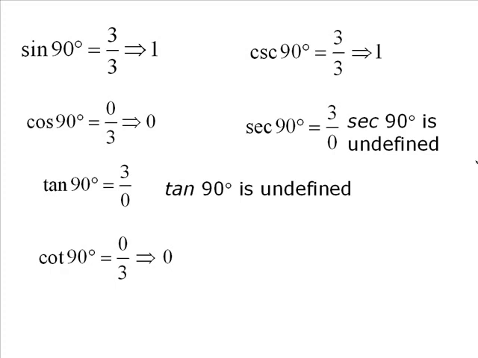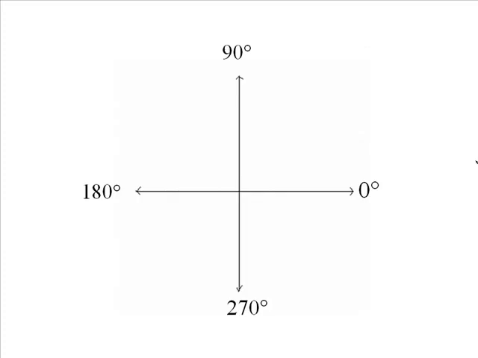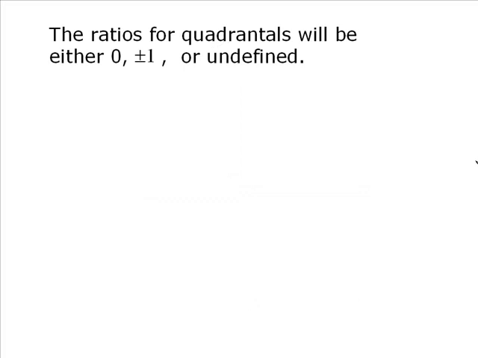But what you will see as well, that all the quadrantals, which are 0, 90, 180, 270, and you could consider 360 there as well, all the quadrantals are going to produce values for the ratios of 0, plus or minus 1, or you would have undefined values. So they're quite recognizable, but they're sort of special cases that show up every once in a while, and you've got to make sure you know how to handle them.